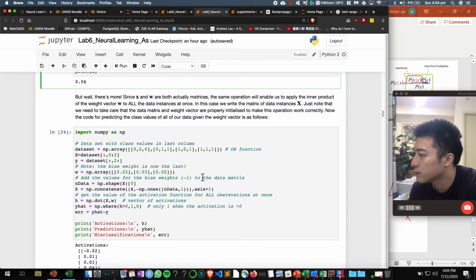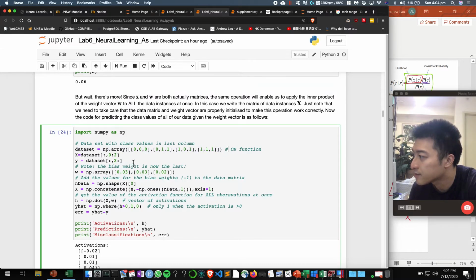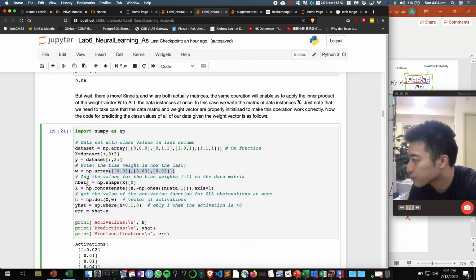Right. So let's do the exact same example, except we'll use some NumPy data structures to try and speed things up and make things a bit cleaner. Here's a data set. This is 0, 0, and that's the target. 0, 1 target, 1, 0 target, and this is the OR function. So it's only false when x1, x2 are also false. So here are our weights, and this is the same as before.